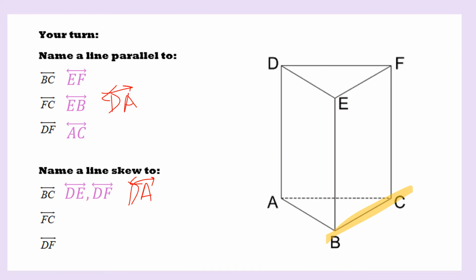Okay, for FC, right here, we are doing a skew line to that. So it cannot be in the same plane, and it cannot be parallel. So we could do, let's see what we have first. We have DE and we have AB. Those two would work.